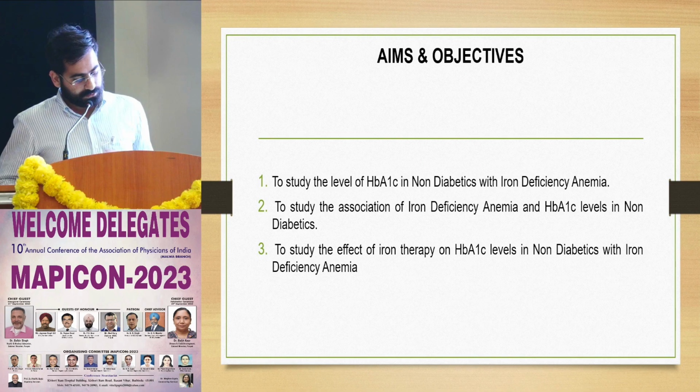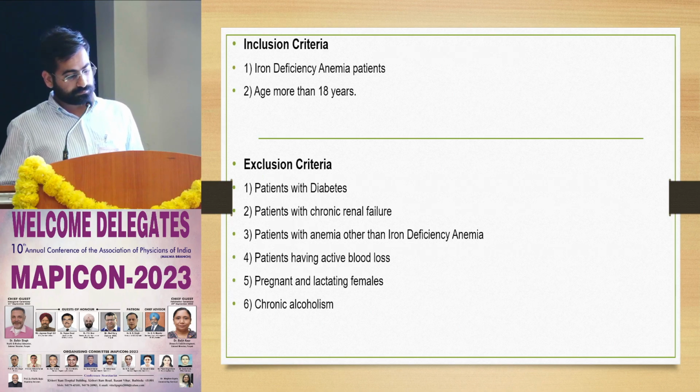Aims and objectives. First aim is to study the level of HbA1c in non-diabetics with iron deficiency anemia. Second is to study the association of iron deficiency anemia and HbA1c levels in non-diabetics. And third is to study the effect of iron therapy on HbA1c levels in non-diabetics with iron deficiency anemia.